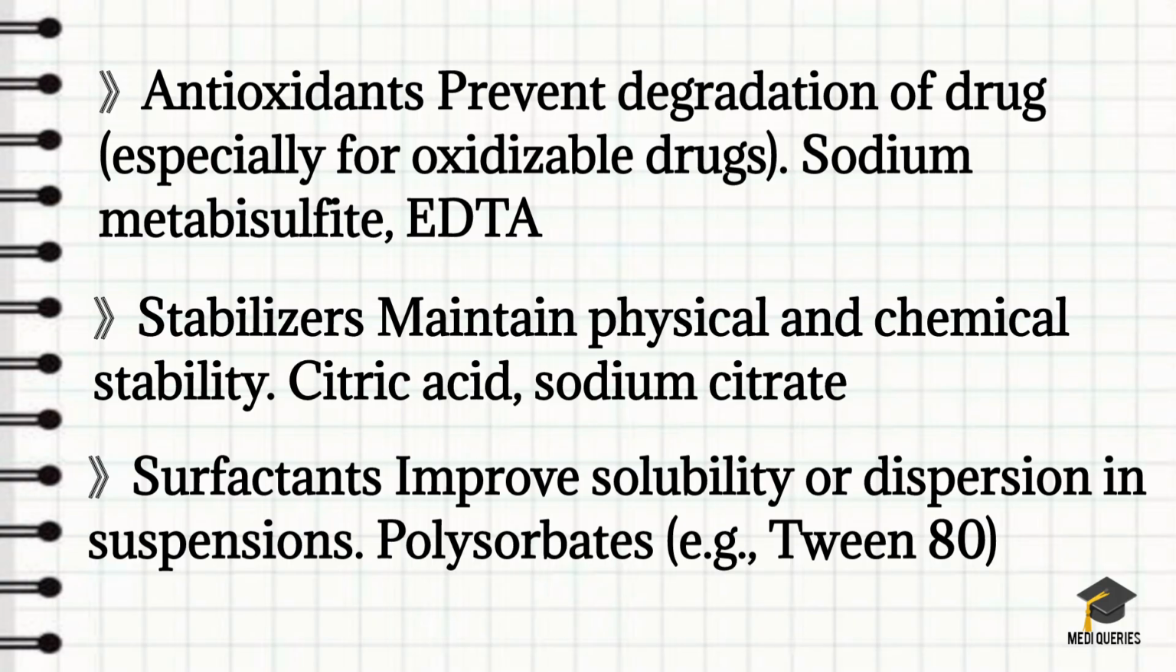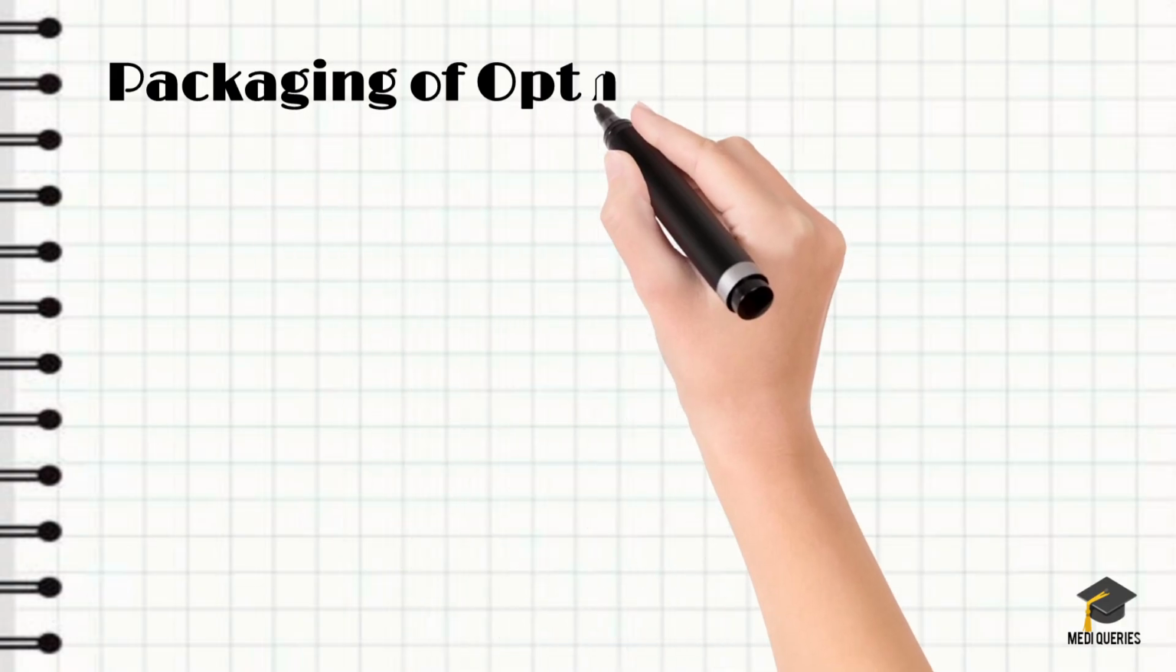Okay, and the next one is suspending or emulsifying agents. In suspensions, these keep the drug particles evenly distributed. In emulsions, they keep oil and water mixed together. Examples are xanthan gums and polysorbates.